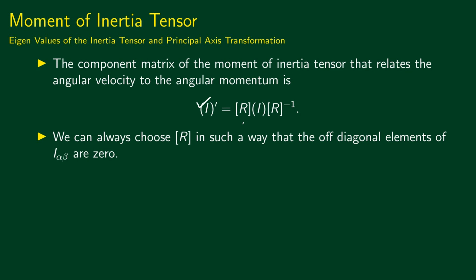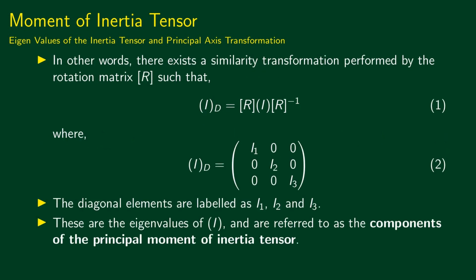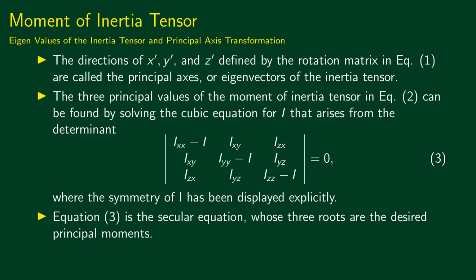And we can choose the rotation matrix in such a way that the transformed component matrix is a diagonal matrix. And these diagonal elements were called the components of the principal moment of inertia tensor. And importantly, once we choose the coordinate system in which the moment of inertia tensor is diagonal, the expressions for angular momentum and kinetic energy take simple forms.